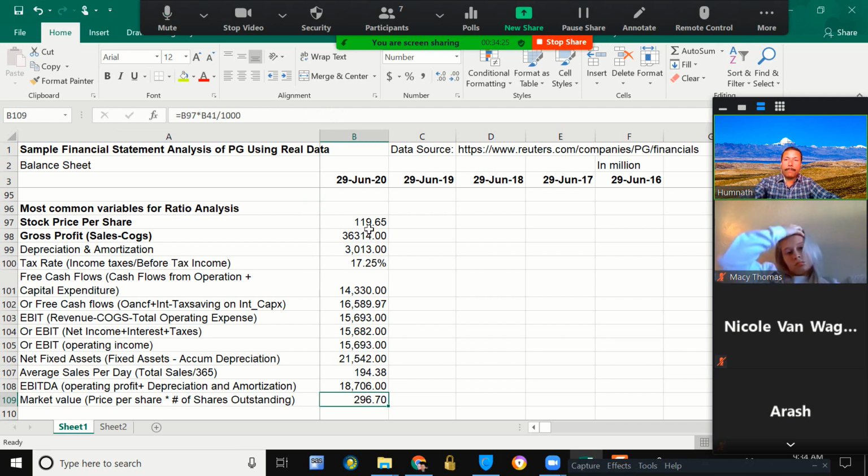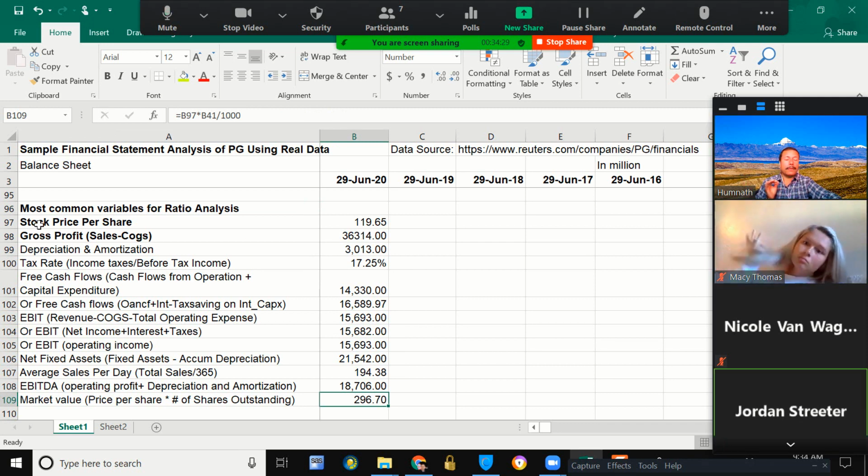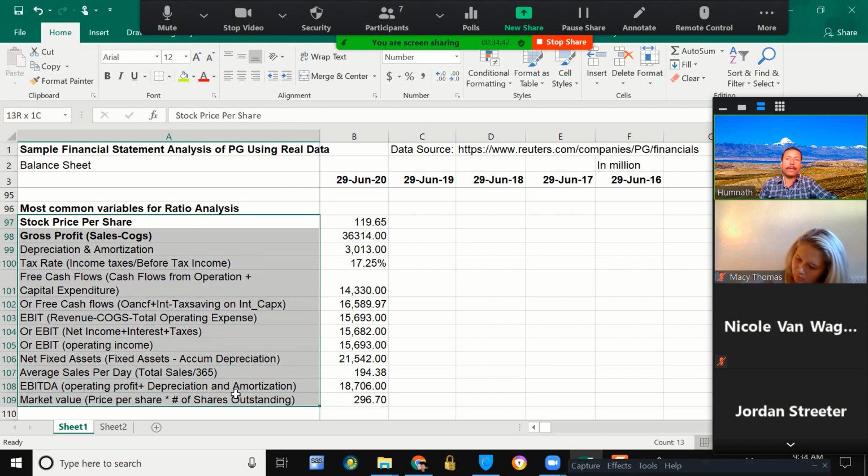Before I move on, Professor? Yes. So we can use this sheet as a template for our project, so do we have to create a whole new sheet? You cannot work on this Excel sheet, but you can copy the information. So you can copy this, okay?